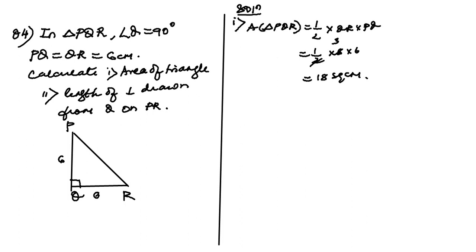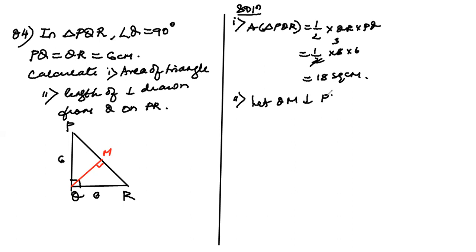You have to find the length of the perpendicular drawn from Q on PR. So I'll just say, let QM be perpendicular to PR.